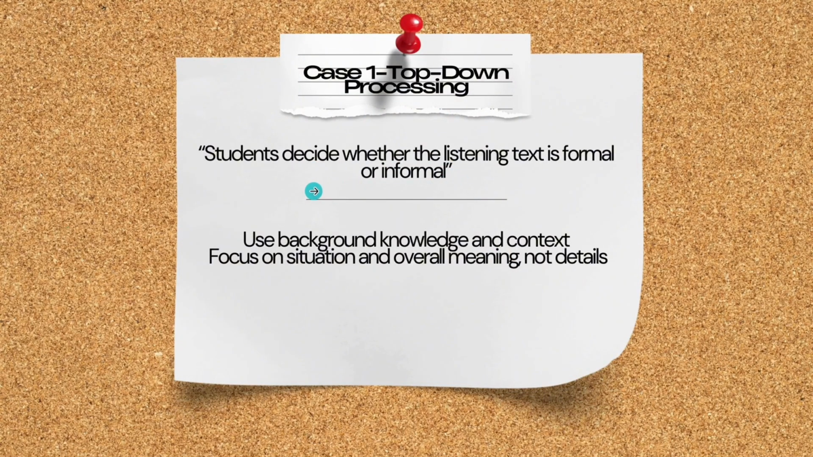For the first case, students decide whether the listening text is formal or informal. So this is top-down processing because students use their prior knowledge about situations to predict the type of language used. For example, a text about a job interview is usually formal, while a text about friendship chatting is informal. So students are not listening for words or details. They focus on the situation and context, which shows top-down processing.